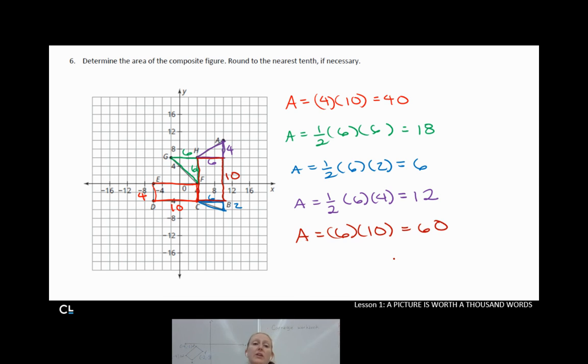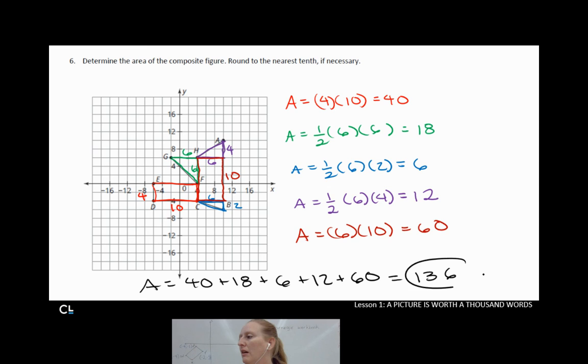Now, I want the area of the composite figure. I want all of the areas together, so I'm going to add them all up. I'm going to do 40 plus 18 plus 6 plus 12 plus 60. Did I get them all? 1, 2, 3, 4, 5. Okay, making sure I got everybody. And I'm just going to use my calculator. 40 plus 18 plus 6 plus 12 plus 60. Look at that, guys. I have 136. That's the area of the whole figure. Rock on. We're good.